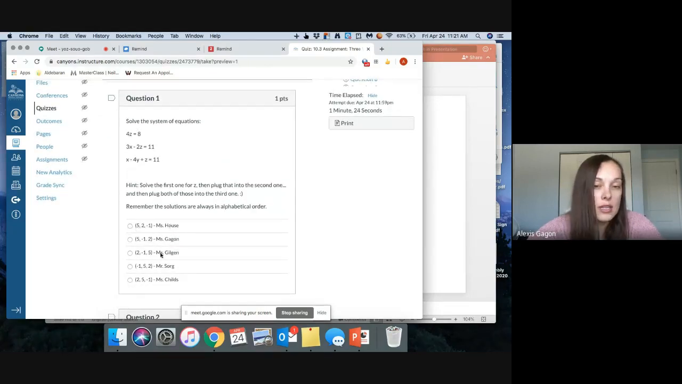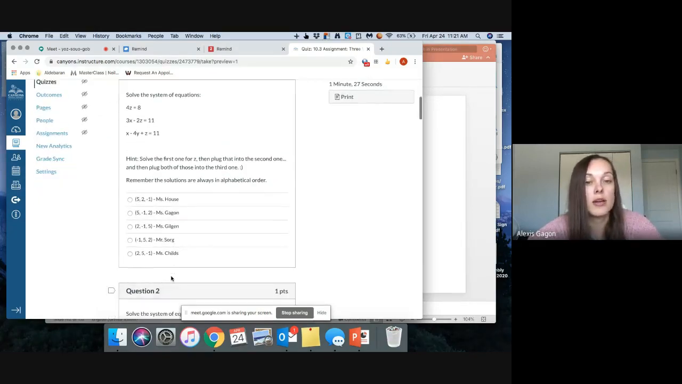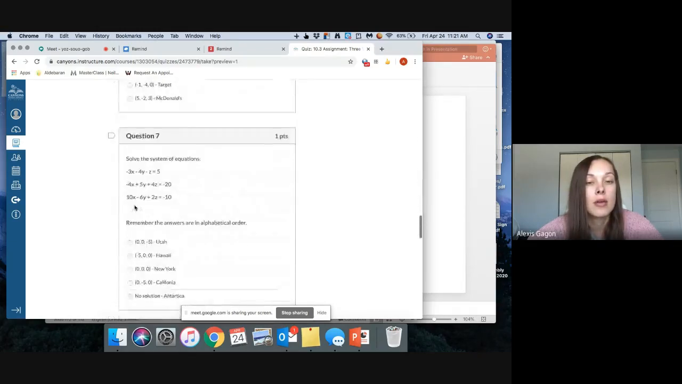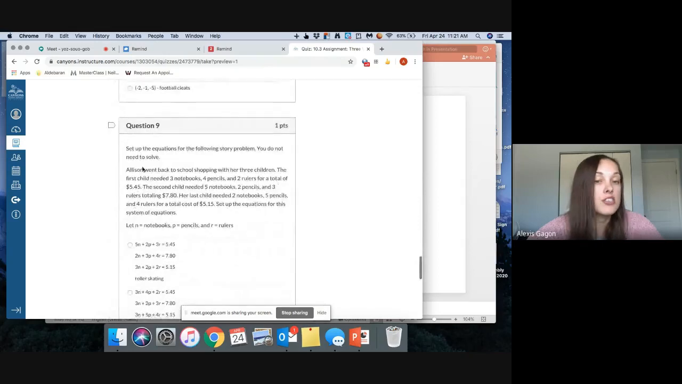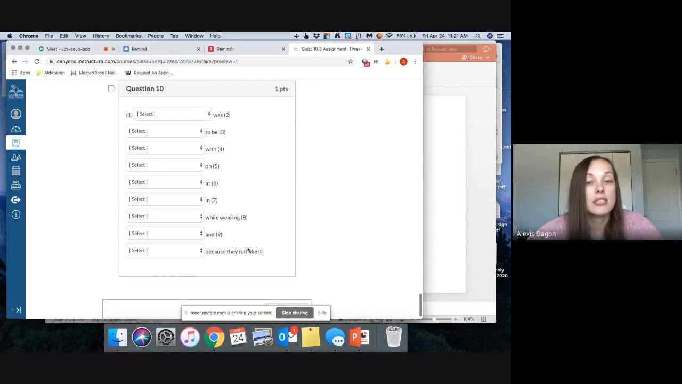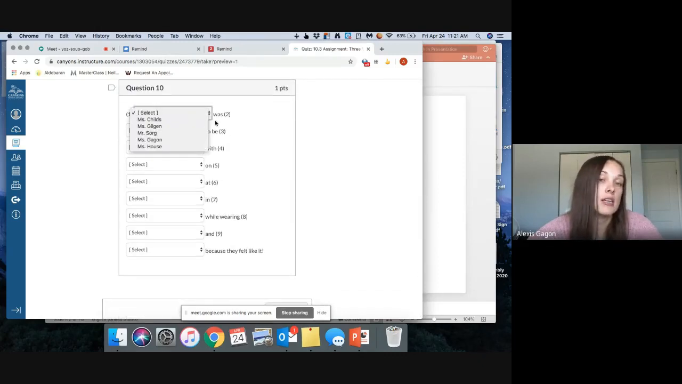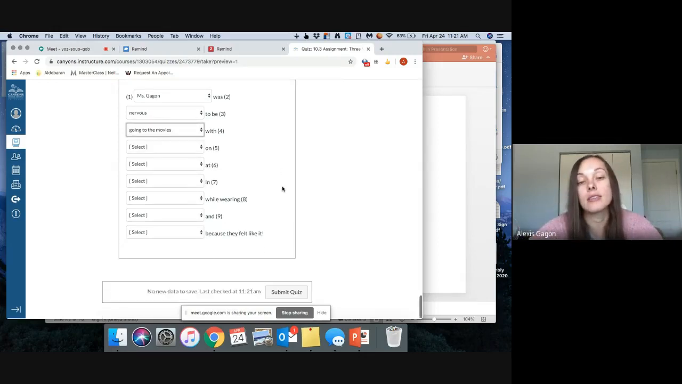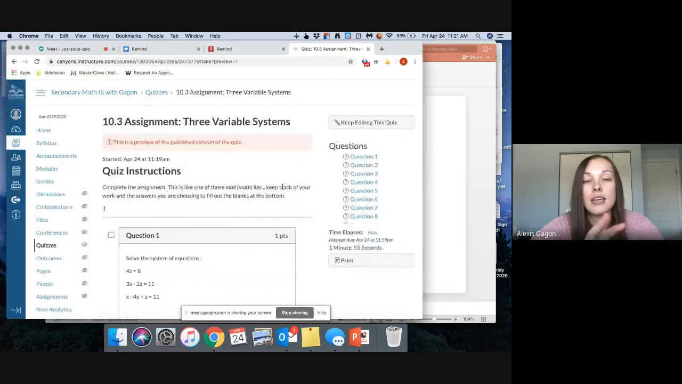And then you'll pick which one of these, like Miss House, Miss Gagan, Miss Gilgan, whatever. And then keep going, keep solving these all the way down. This one is just setting up the equation. So see if you can set up the equation. And then for this last one, you're just going to look back at your answers. So like say the first answer was Miss Gagan. So Miss Gagan was nervous to be going to the movies. And you'll just go through that and then submit it. And then that's all you have to do. I think I gave you 2 tries, maybe 3 tries, but that's pretty much it for today.